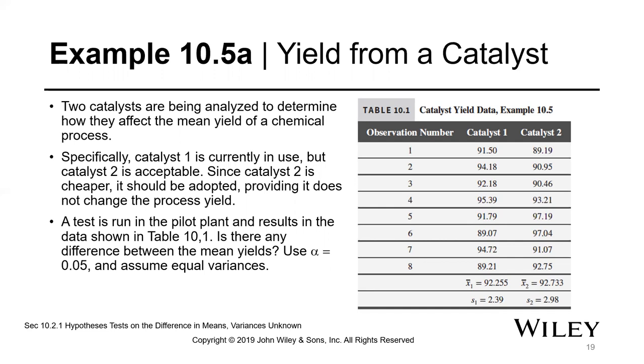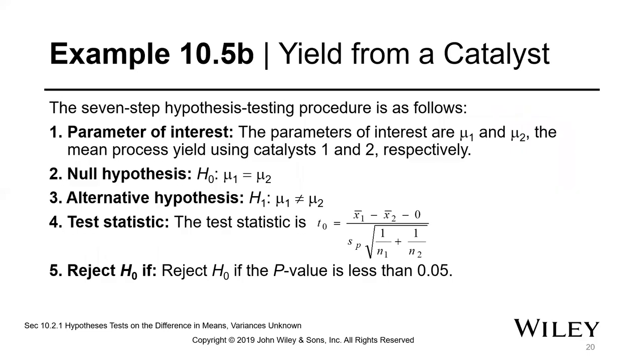The test run of the pilot plant and results of the data are shown here. Is there any difference between the mean yields using a 0.05, assuming equal variances? So we have our X1 and X2, and we have the S value from each catalyst. So we're going to run that t-test because we don't know the population variance, because that's unknown. So we're looking at the mean for each process. The null is that they're equal. The alternative is that they're not. This is one where we do not want to reject the null hypothesis. We're okay with the null hypothesis. The test statistic uses the pooled sample standard deviation, and the difference between the mean values over the square root of 1 over n1 plus 1 over n2. And we reject if the p-value is less than that 0.05.